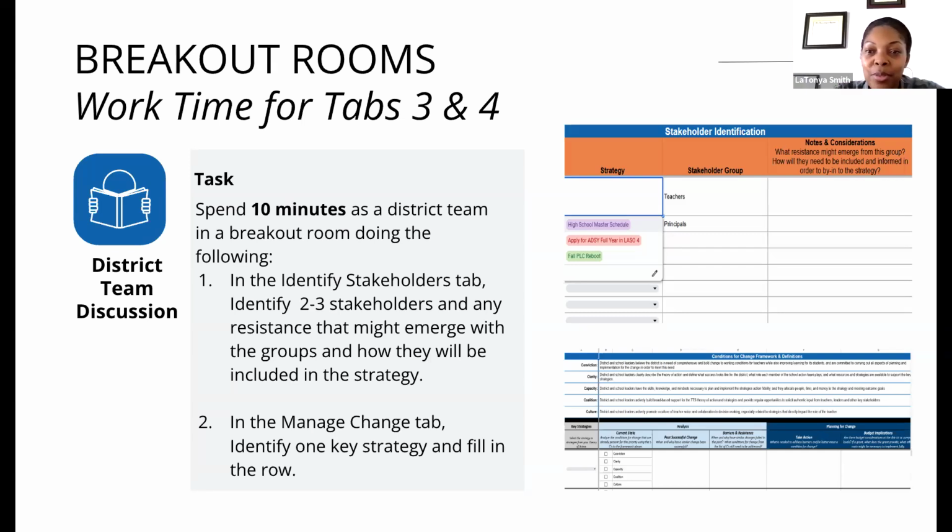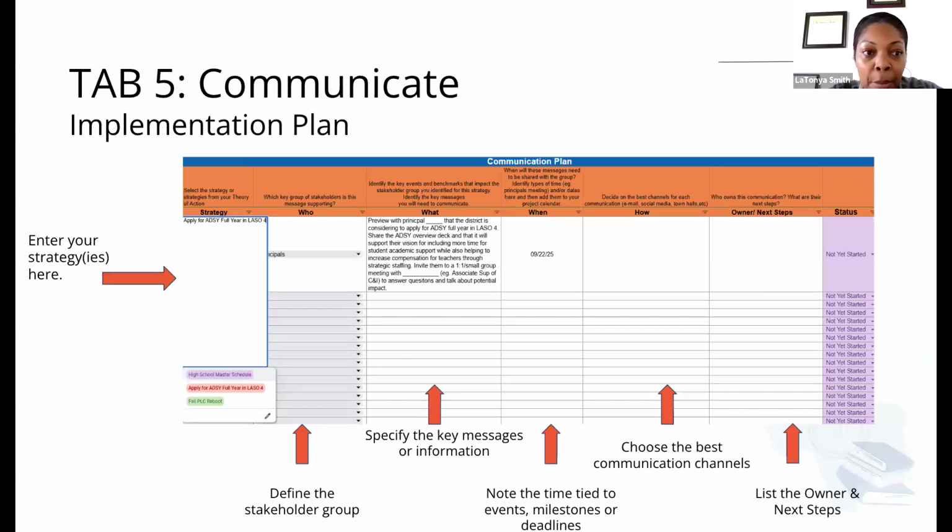Okay, we're going to move forward because we want to make sure that we cover all of the key tabs for today. So the next tab is the communicate tab. The purpose of the communication tab is to build a clear communication plan aligned with your strategy. So you'll notice that all of these tabs are going to start feeding into each other and make it a lot easier to fill out the entire plan.